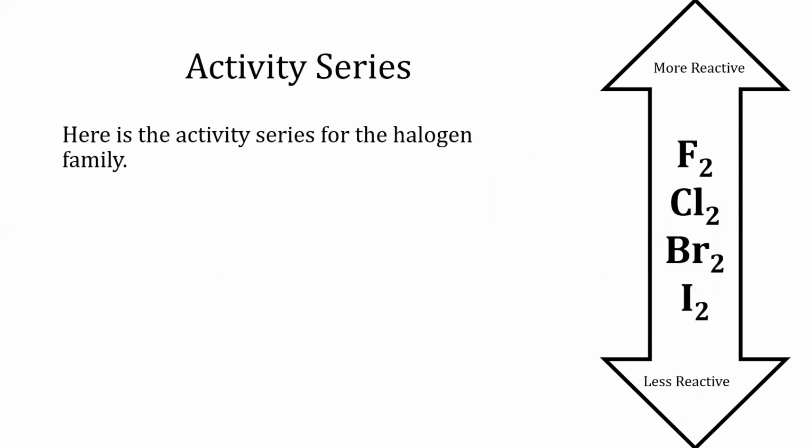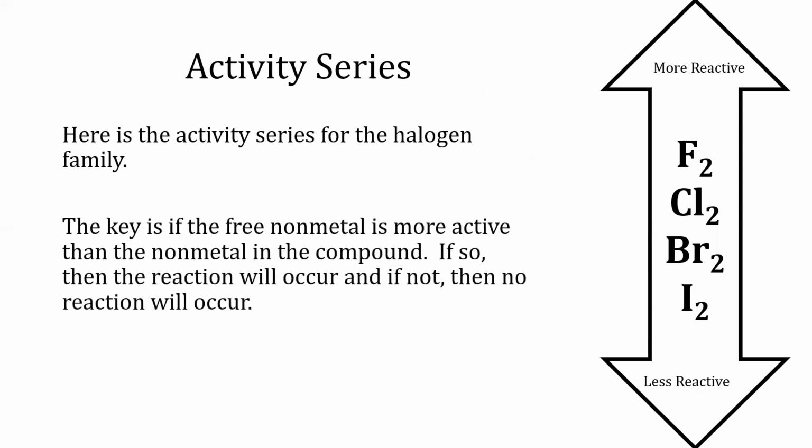Here is the activity series for the halogen family. The key is if the free metal is more active than the nonmetal in the compound. If so, then the reaction will occur, and if not, then no reaction will occur. Let's look at some examples.